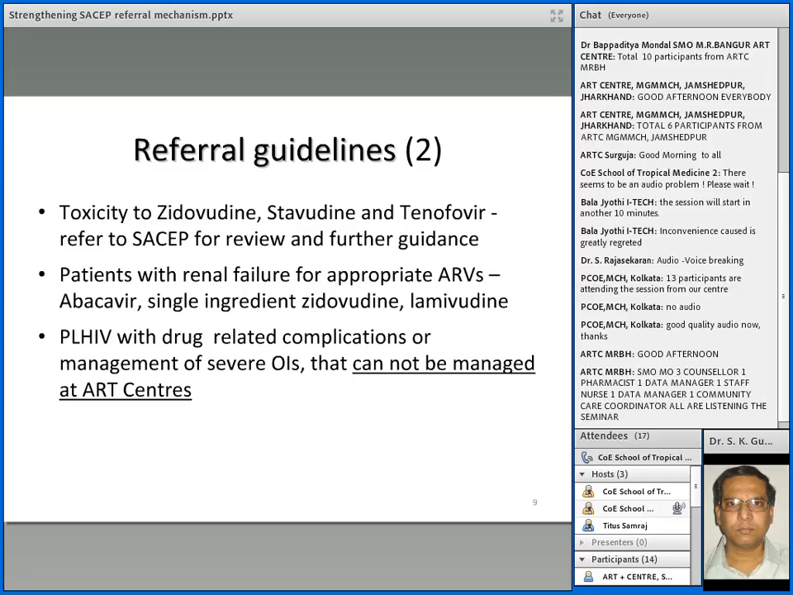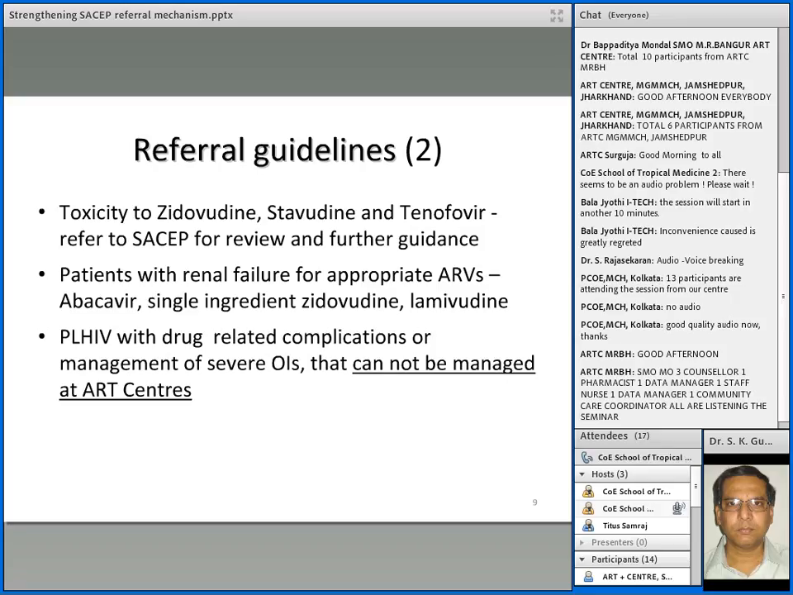Similarly, patients with renal failure can also be referred to the SACEP for appropriate antiretroviral drugs. As you all know, as per the creatinine clearance, you need to calculate the creatinine clearance, and you need to decide on the NRTI combination.